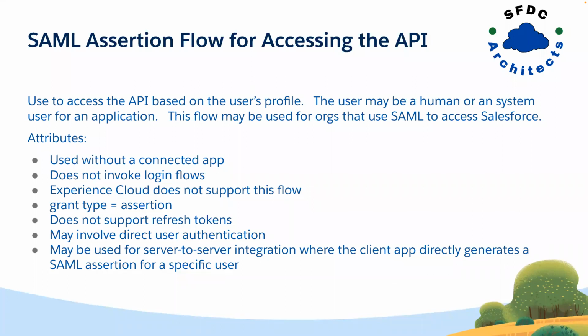If you do use this particular flow, it does not invoke login flows. We looked at login flows probably about 8 weeks ago, where after the user is authenticated, if you have any custom login flows enabled, they're going to be put through those flows. And depending on how your flow is built, it will either allow them to bypass it or reject them if they don't complete it. Experience Cloud does not support SAML assertion at all. The grant type is assertion, which is pretty easy to remember. It does not support refresh tokens.